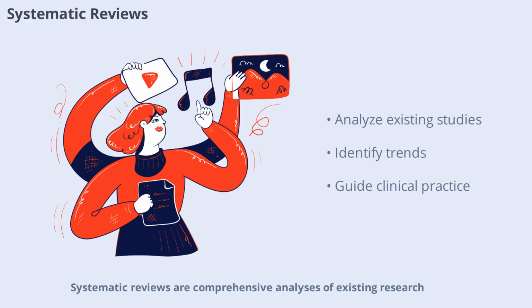Systematic reviews are comprehensive analyses of existing research. Researchers collect, evaluate, and synthesize studies to answer specific questions. This method helps identify trends, gaps, and consensus in the scientific literature. Systematic reviews are essential for evidence-based medicine, guiding clinical practice and policy decisions. By pooling data from multiple studies, researchers can draw stronger conclusions and highlight areas needing further investigation.